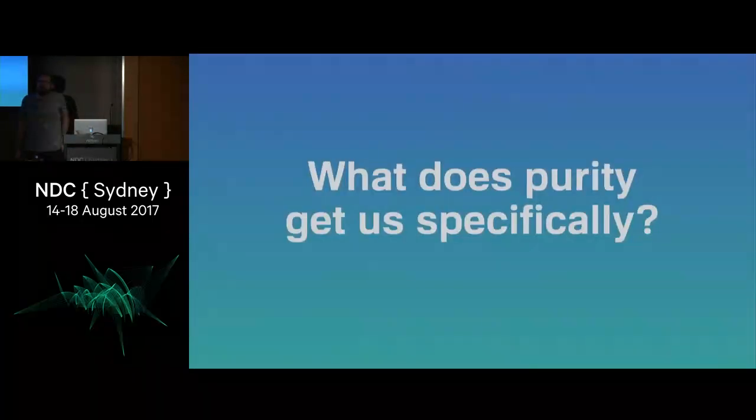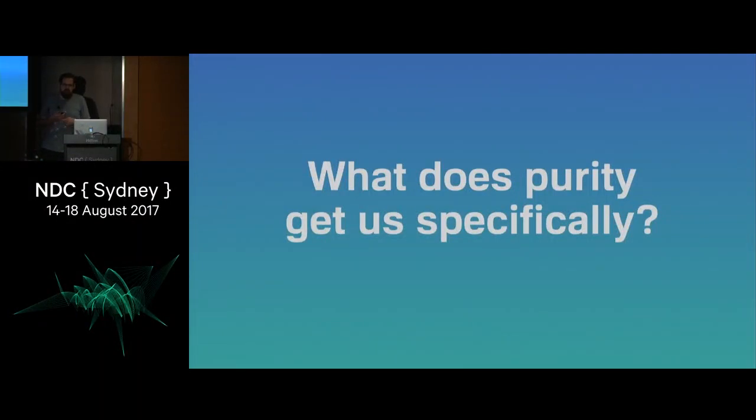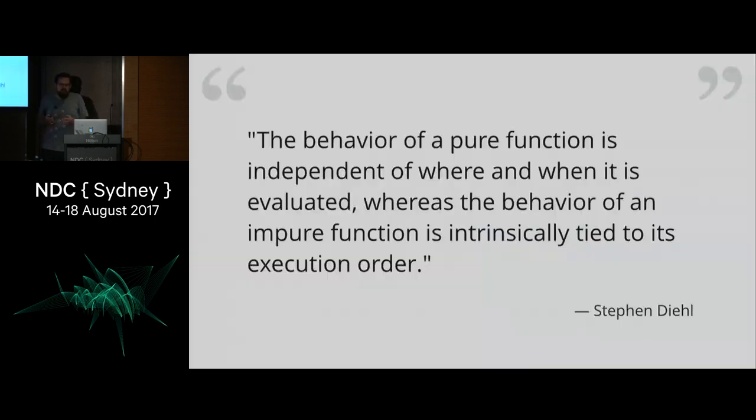But what does purity get us specifically? If we ignore all the subsequent things we're going to look at, if we only care about the pure functions themselves, then it gives us this. The behavior of a pure function is independent of where and when it is evaluated, whereas the behavior of an impure function is intrinsically tied to its execution order.